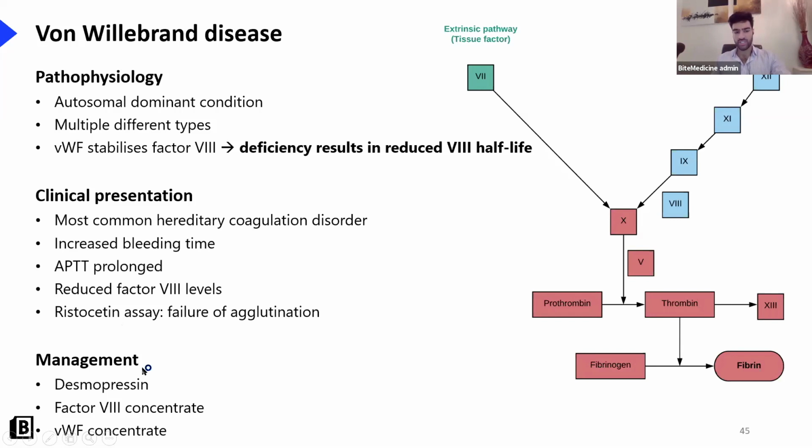Again, you don't need to know the management in much detail at all. You can give desmopressin, which stimulates von Willebrand factor release. You can give the patient factor 8. You can give the patient some von Willebrand factor as well.